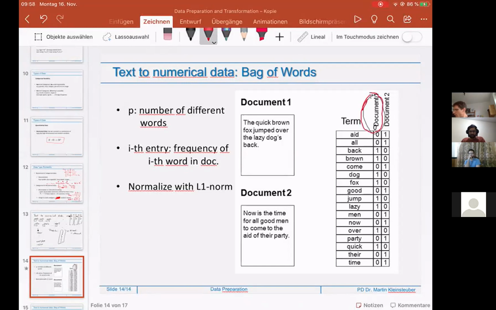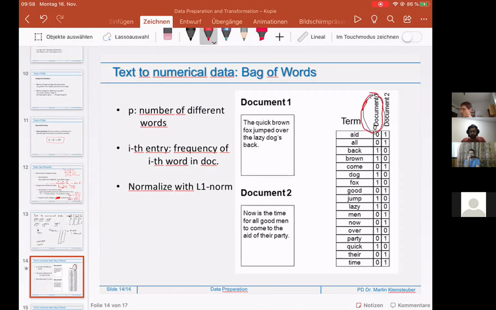For document 1, you would have this input vector. That would be the map here from the phenomena to your input data, and document 2 would look like this, for example. Now, P is the number of different words that we have, so the length of the dictionary, and this is also our input dimension, because it depends on the length of the dictionary. And the ith entry is the frequency of the ith word in the document. That's what we just said. So how often does one word occur in the ith document?